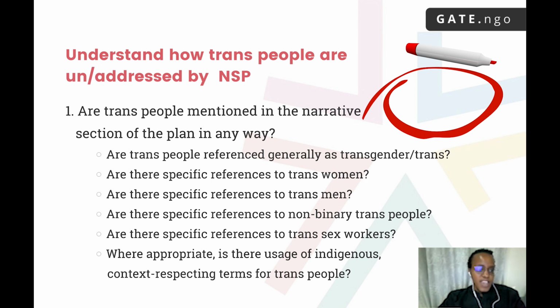So when we're looking at understanding how our national strategic plans are currently addressing trans people, or what the gaps are, the narrative section is the easiest section to look at, usually the first section that most people go to. And that's where we can start looking. Is there any language in the NSP generally about trans people, or are trans people only mentioned as part of another community? For example, perhaps under LGBT as an umbrella. Is there specific mention of the trans community in particular?